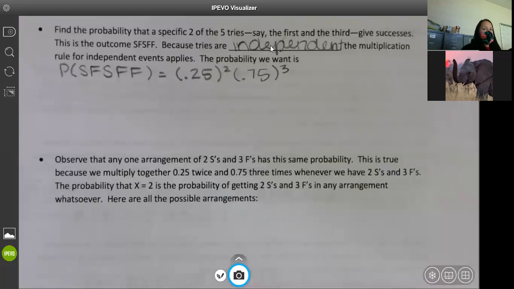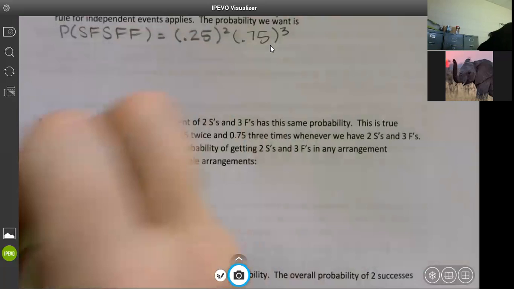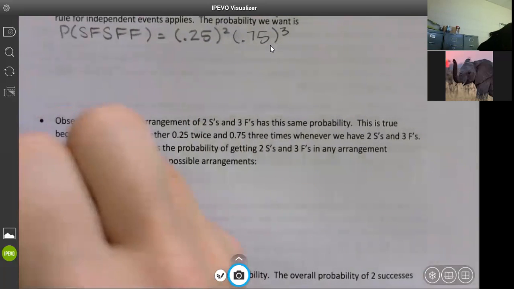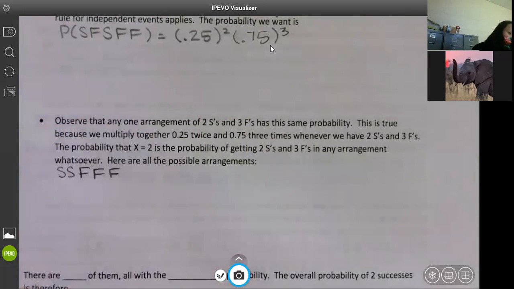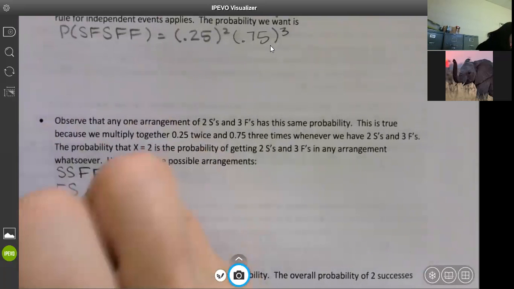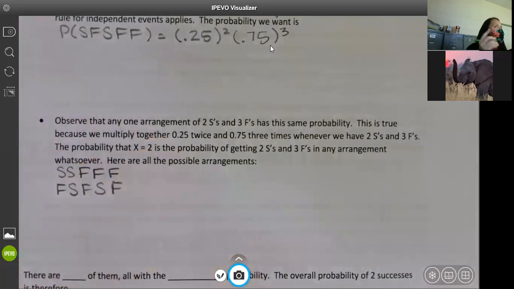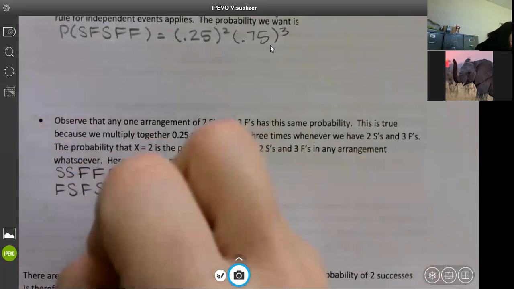So here's all the possible arrangements. And yes, I'm going to write them all down. But remember, I told you there's a better way to do it, and we're going to learn that in just a minute. All right. So we have 2 S's and 3 F's. A fail, success, fail, success, fail. So we want 2 kids. We're just going to move those S's all around.